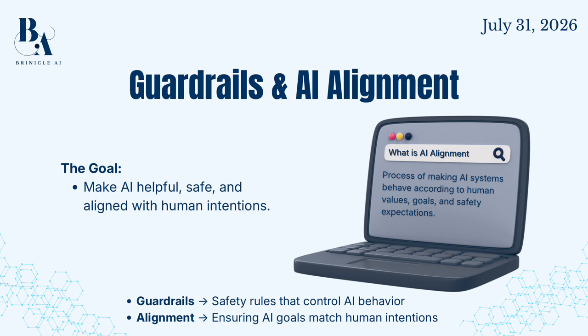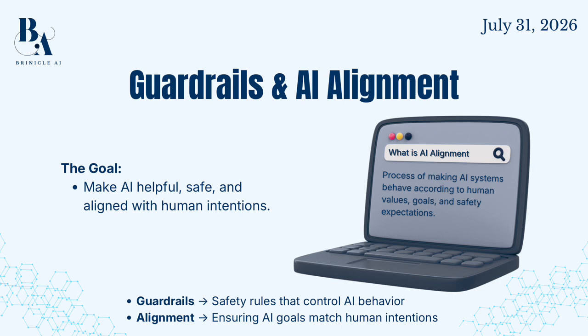AI alignment is the process of making AI systems behave according to human values, goals, and safety expectations. AI alignment is a broader concept. It focuses on making sure AI systems pursue goals that match human intentions and values. The challenge is not only making AI more intelligent, but also making sure that intelligence is used responsibly. The goal: make AI helpful, safe, and aligned with human intentions.